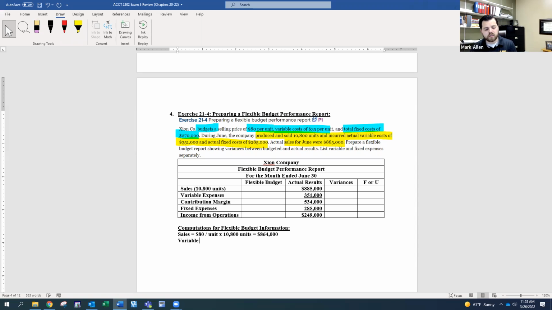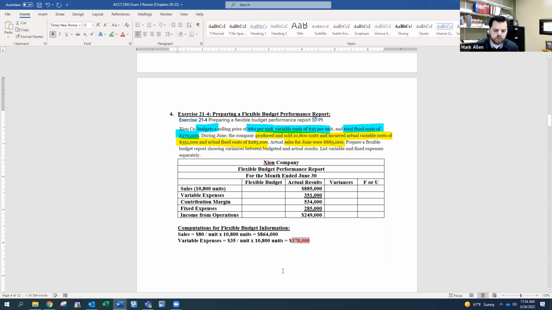Now, my variable expenses, since we need both of these, we might as well do them together. Well, we were told that was budgeted at $35 per unit times, and once again, the actual number of units, 10,800, $378,000.